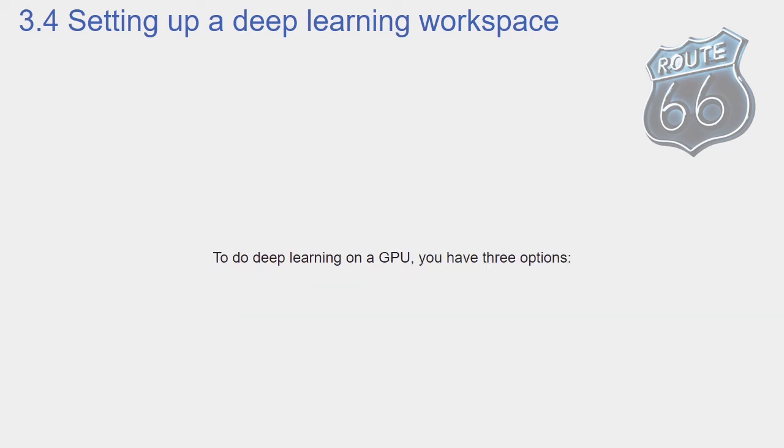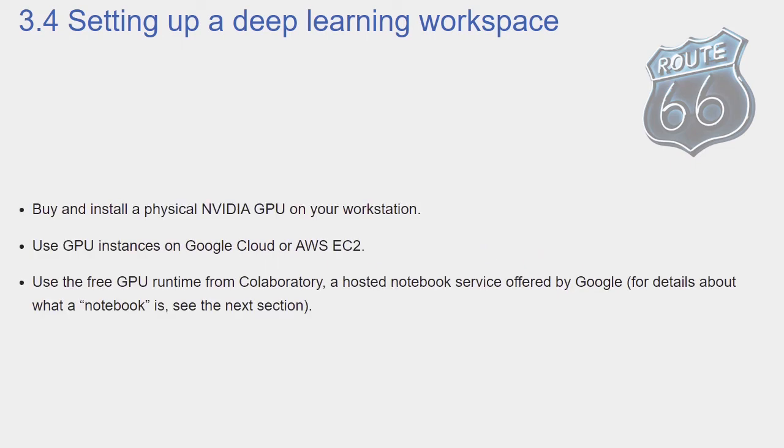To do deep learning on a GPU, you have three options. Buy and install a physical NVIDIA GPU on your workstation. Use GPU instances on Google Cloud or AWS EC2. Use the free GPU runtime from Colaboratory, a hosted notebook service offered by Google. For details on what a notebook is, see the next section.